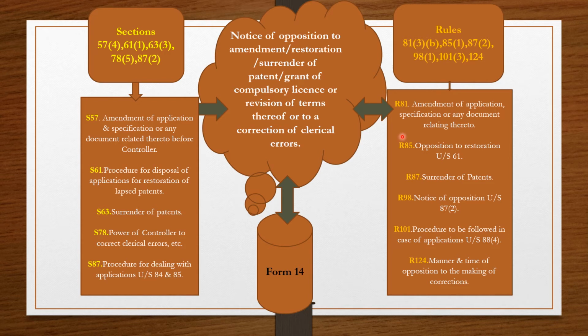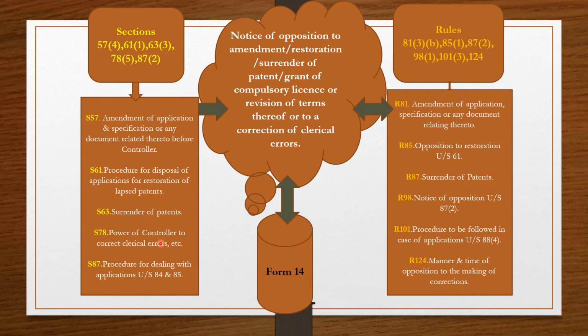And the related rules we will discuss briefly. Rule 81 says amendment of application specification or any document relating thereto. Rule 85 says opposition to restoration under section 61. Rule 87 is surrender of patents. Rule 98 is notice of opposition under section 87 subsection 2. Rule 101 is procedure to be followed in case of application under section 88 subsection 4. Rule 124 is manner and time of opposition to the making of corrections.